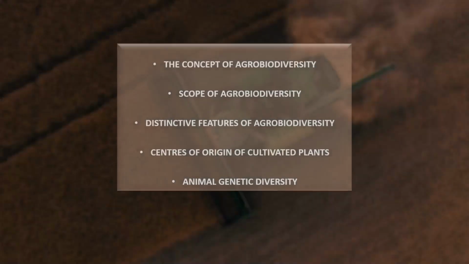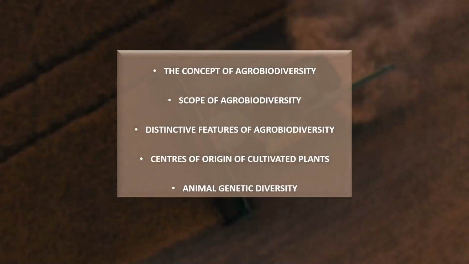Such services have been and continue to be the basis for economic development and economic growth for a larger proportion of the human population. So in this session, we are trying to understand the concept of agrobiodiversity. What are the major scopes we can look at from agrobiodiversity and its distinctive features, and what are the centers of origin of these cultivated plants, as we call crop plants. Then we will touch upon animal genetic diversity, right?